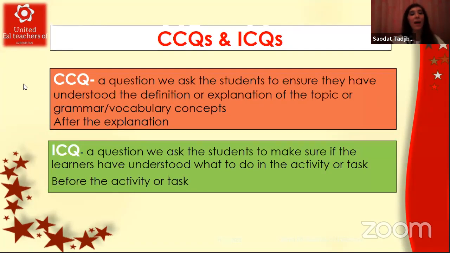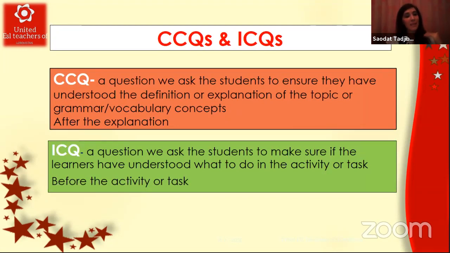And CCQs are concept checking questions which are asked at the end of the session to identify how well your students understood all these concepts which are related to globalization. For example, do we use some topic vocabulary which is related to globalization? They say yes. So okay, are these words, you will mention the words, right? Are these words related to globalization? The answer will be yes.